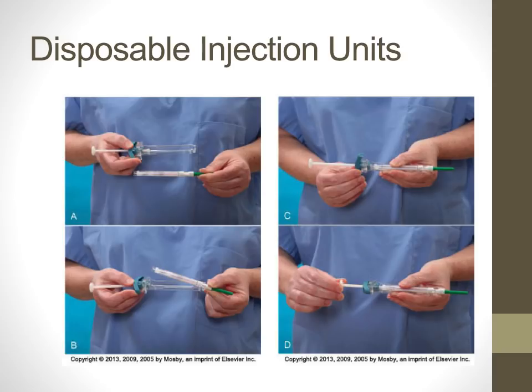They're not used very often. You still see them on occasion. But if you don't have a Carpuject syringe unit, you can still draw the medication up using a needle and syringe.